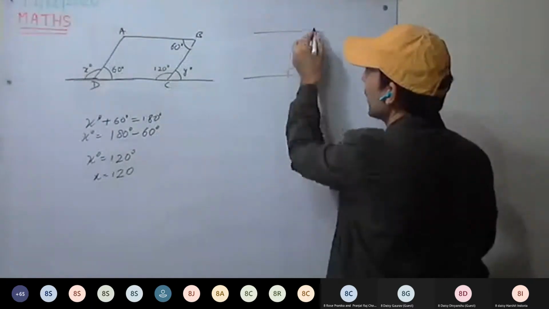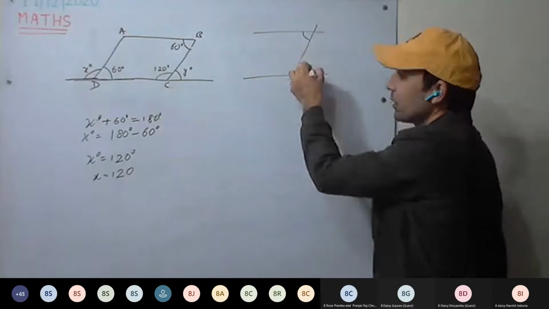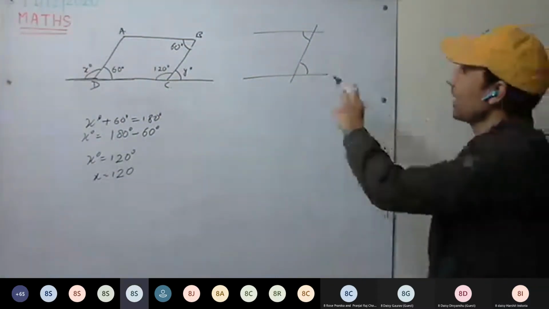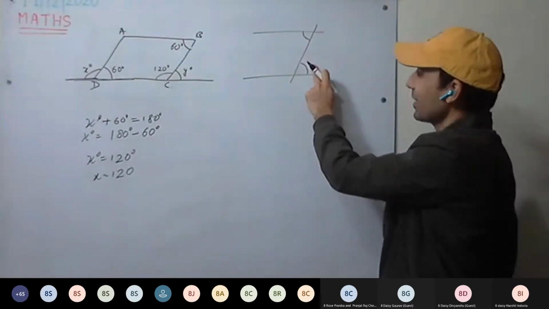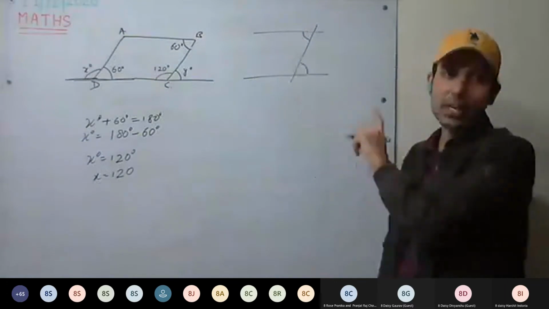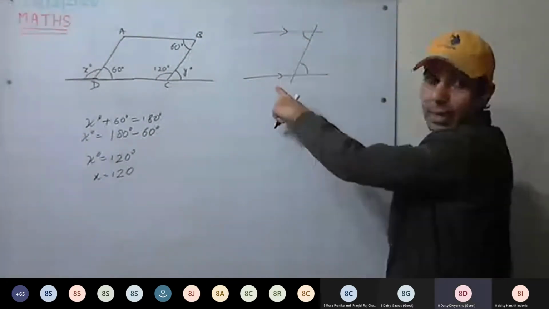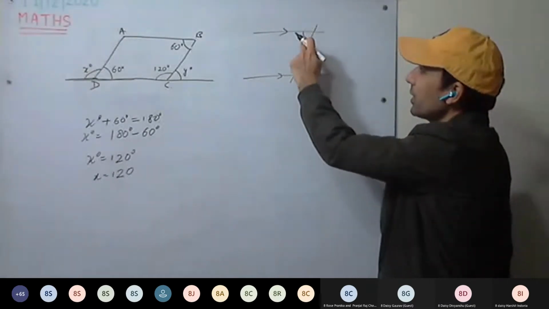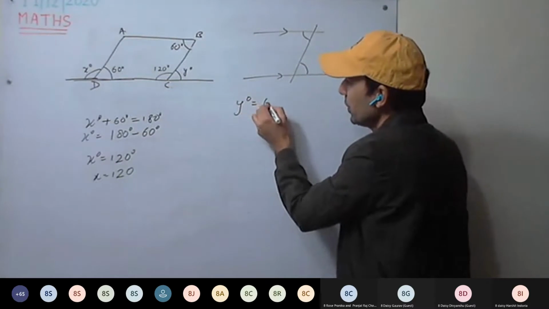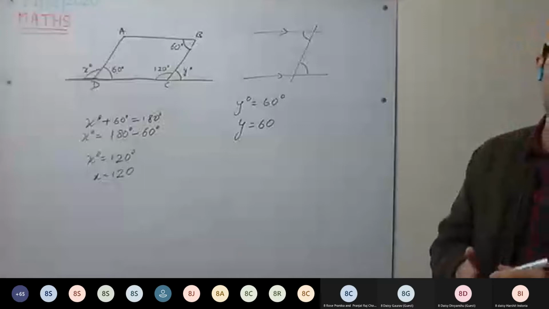AB and DC, these two lines are parallel. And these angles are which kind of angles? Alternate interior angles. Therefore, alternate interior angles are equal. These two are parallel lines, and one line is cutting them. So alternate interior angles are equal. Therefore, y degree equals 60 degree. We can write that as well.